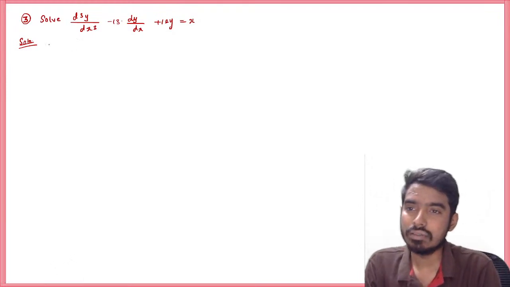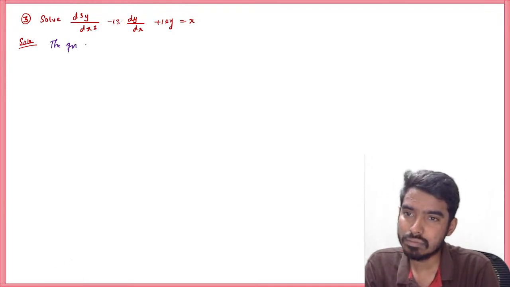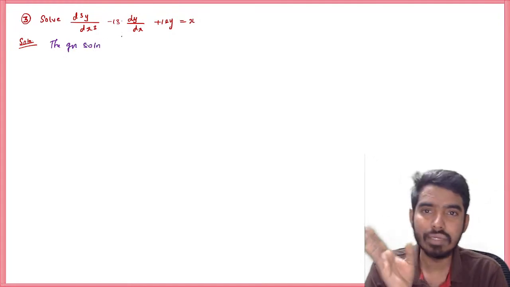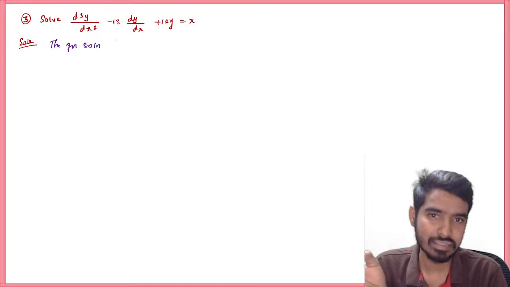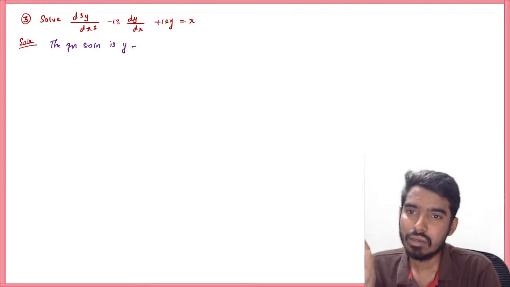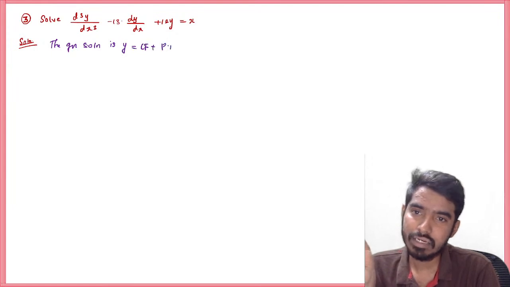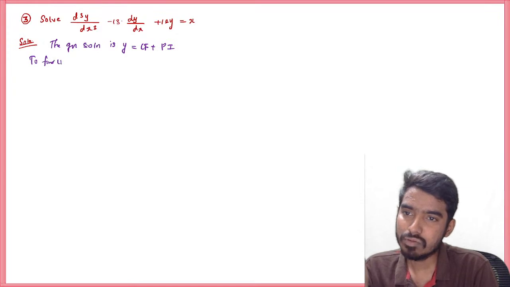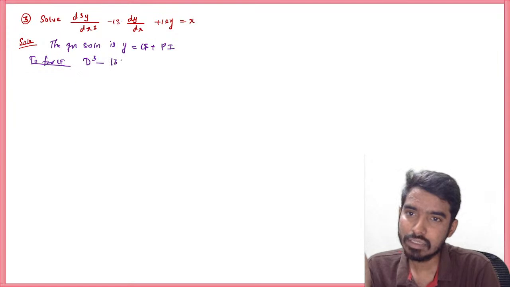So first, the general solution is given by... I'll do it a little bit fast, because if you have seen the previous videos, then all problems will be very easy for you. The general solution is given by y is equal to complementary function plus particular integral. So first we will find the CF. The given equation is d cube minus 13d plus 12 of y is equal to x.